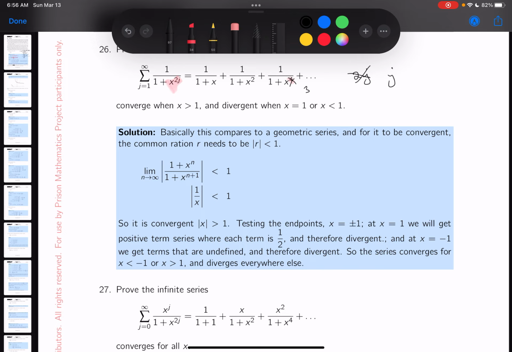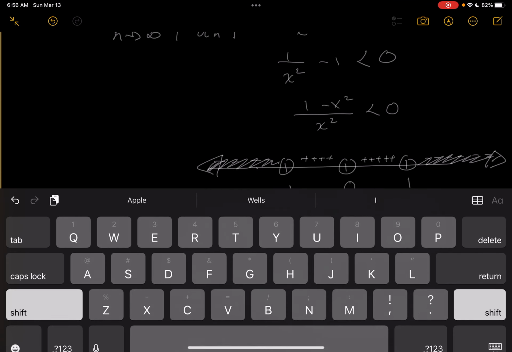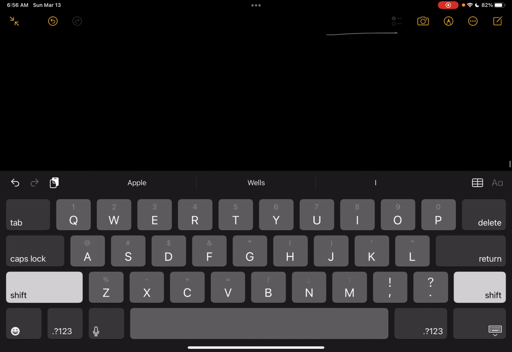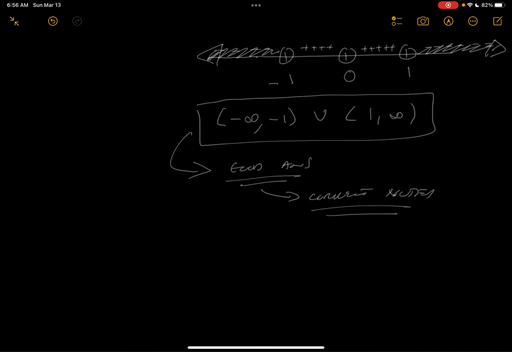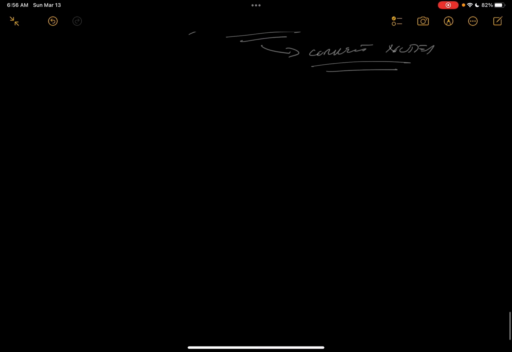All right, so I'm going to do the whiteboard, and I'm going to do the problem. So a_n, let me push this up a bit. a_n is 1 over 1 plus x to the n. a_(n+1) is 1 over 1 plus x to the n plus 1.